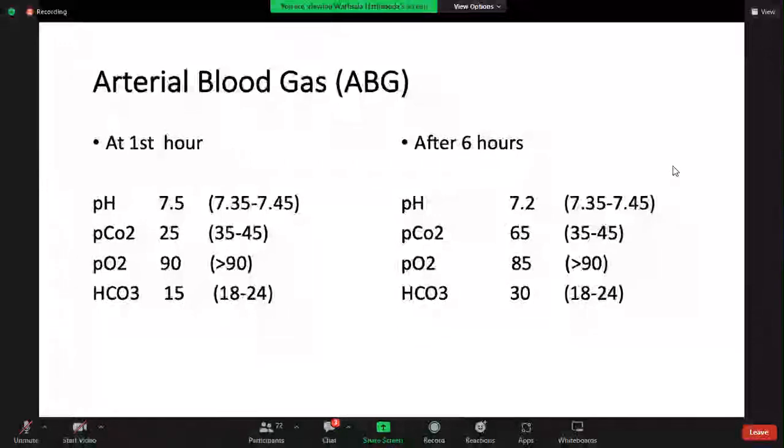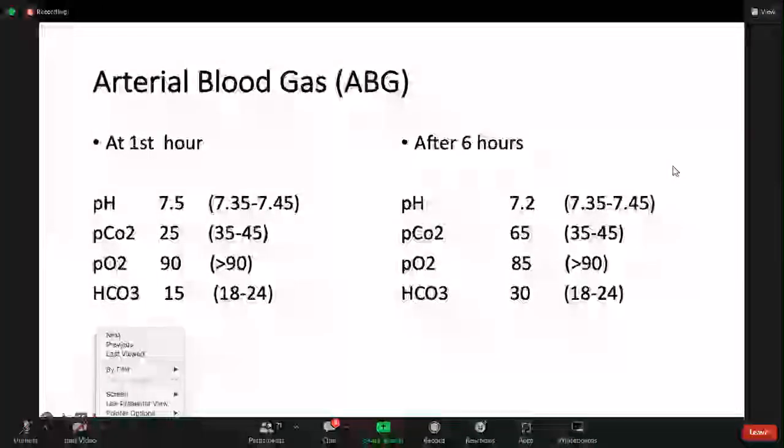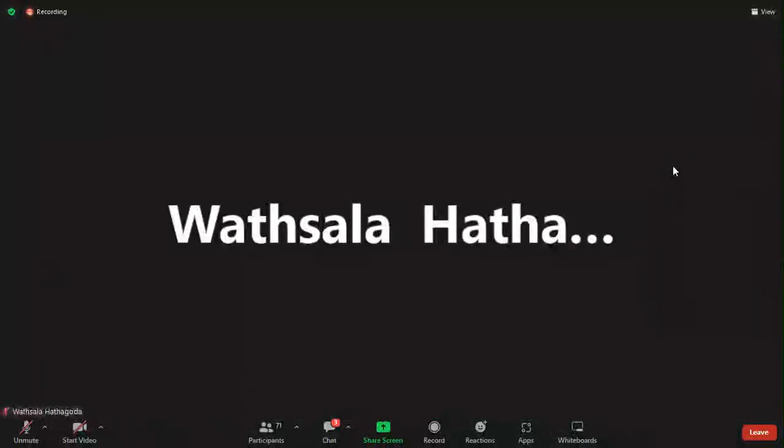Yes. So we did this, and then there's carbon dioxide retention. So one thing is type 2 respiratory failure, and what is the other possibility?